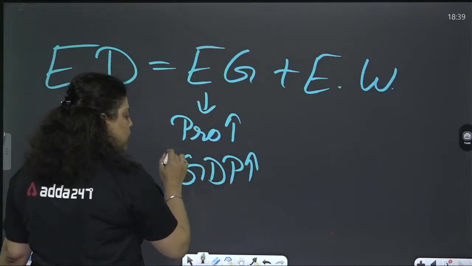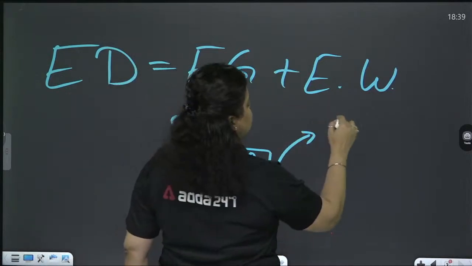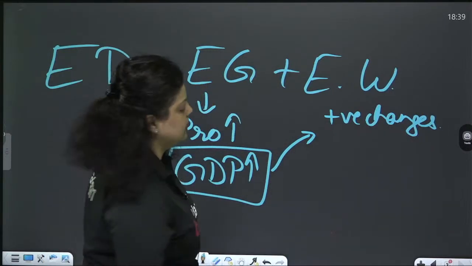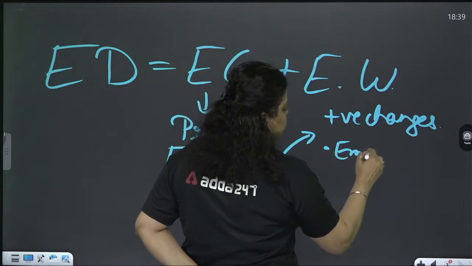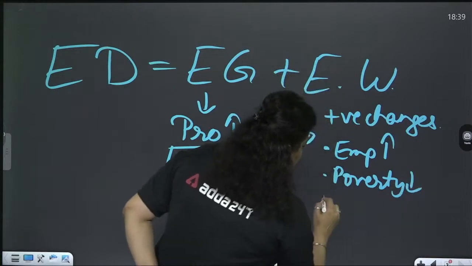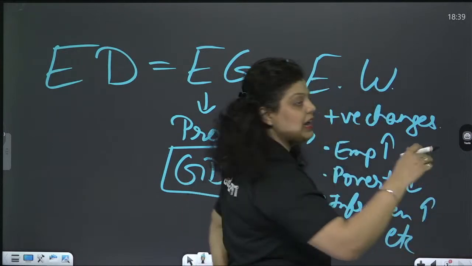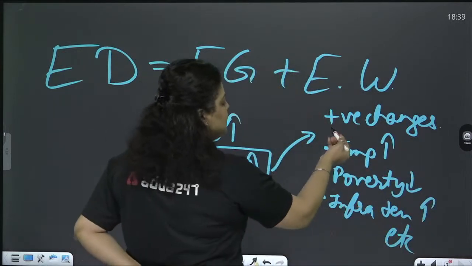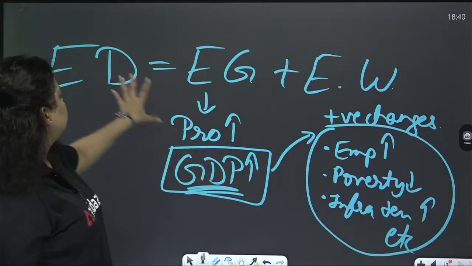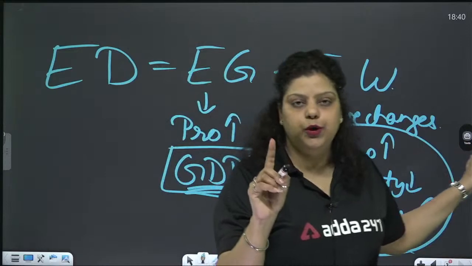Okay, because of this increment in the GDP, you can see positive changes in the economy, like employment increases, poverty reduces, infrastructure development, etc. Like a high living standard is there. If you see these kinds of positive changes in the economy because of the increase in the GDP, that is known as economic development. So for economic development, you need to have more goods and services produced in the country.